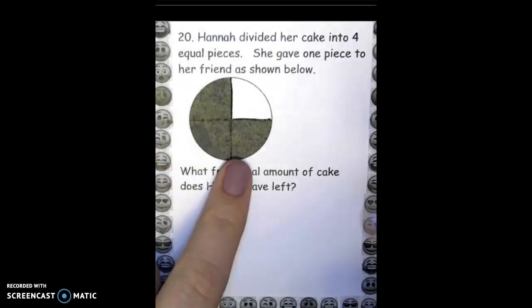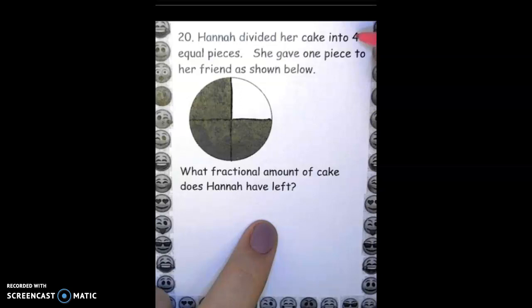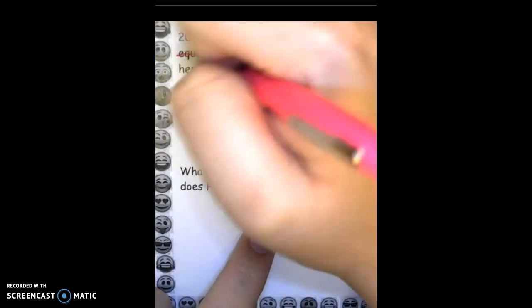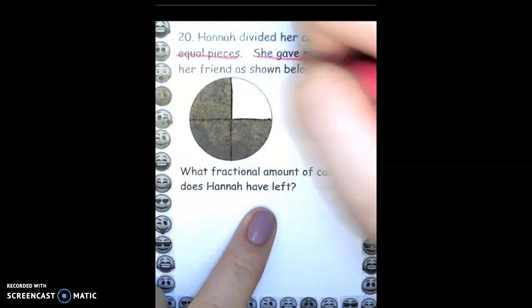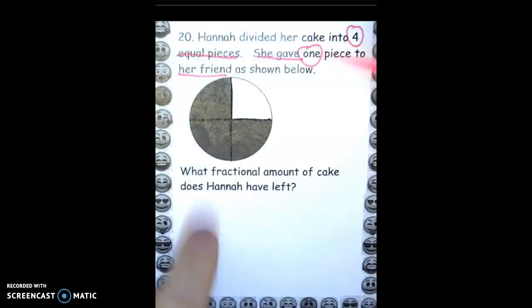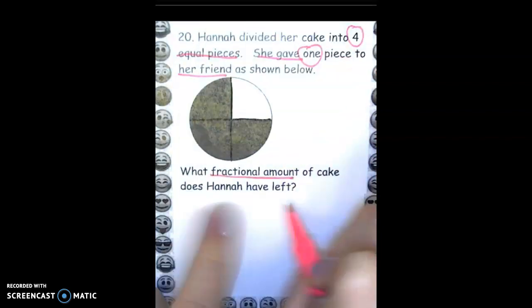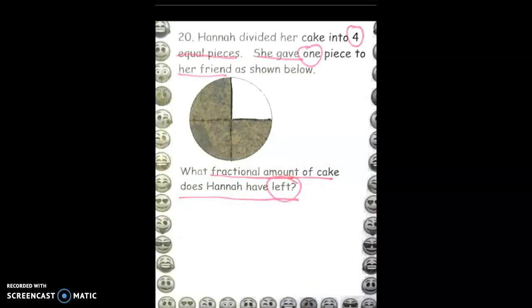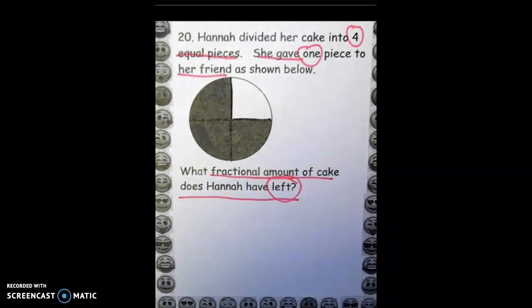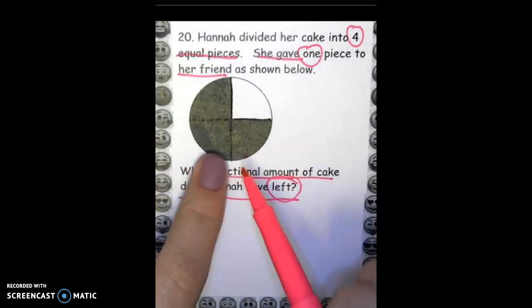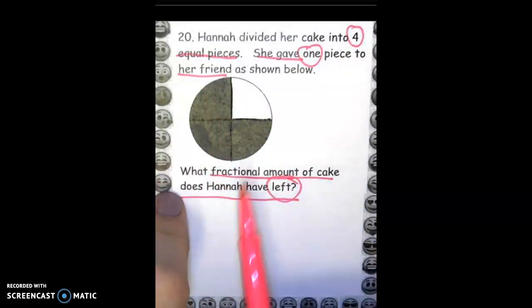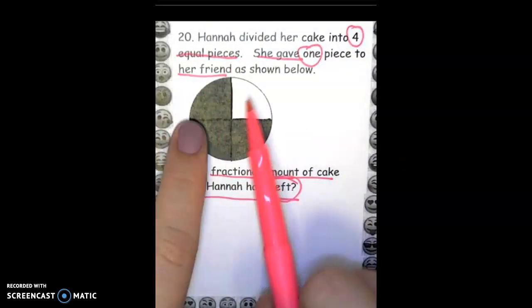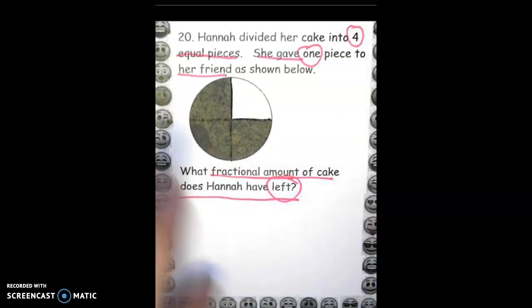So here's Hannah's cake, okay? She divided it into 4 equal pieces. She gave 1 piece to her friend. I want to know the fractional amount of cake that Hannah has left, okay? So let's look at this. She gave 1 piece to her friend. Do you think that the white piece or the shaded pieces represents the piece that she gave to her friend?